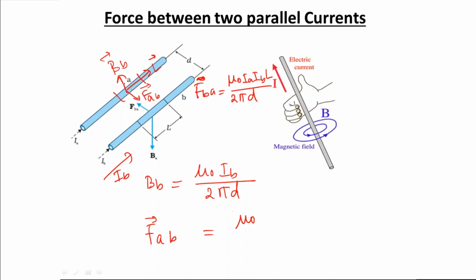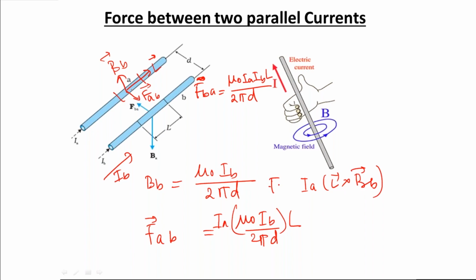So I can write the force on A due to B, F_A due to B, and this will be I L cross B, and again this B and L are perpendicular to each other. In a similar fashion, what I will get is mu naught, I_A, L, over 2 pi D, times I_B. So I L cross B, that is what I am doing. This is the force on the conducting wire A due to B. So this is what I am writing here.